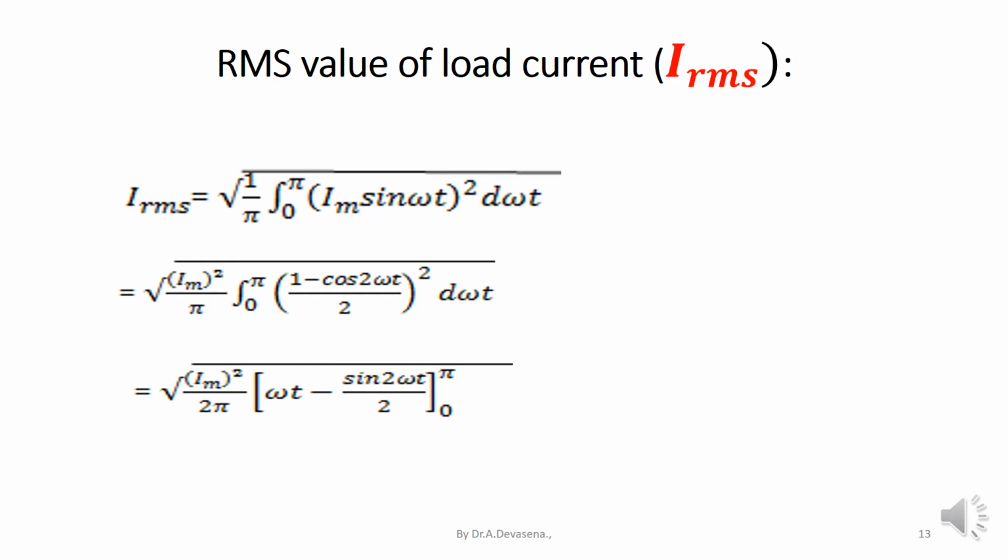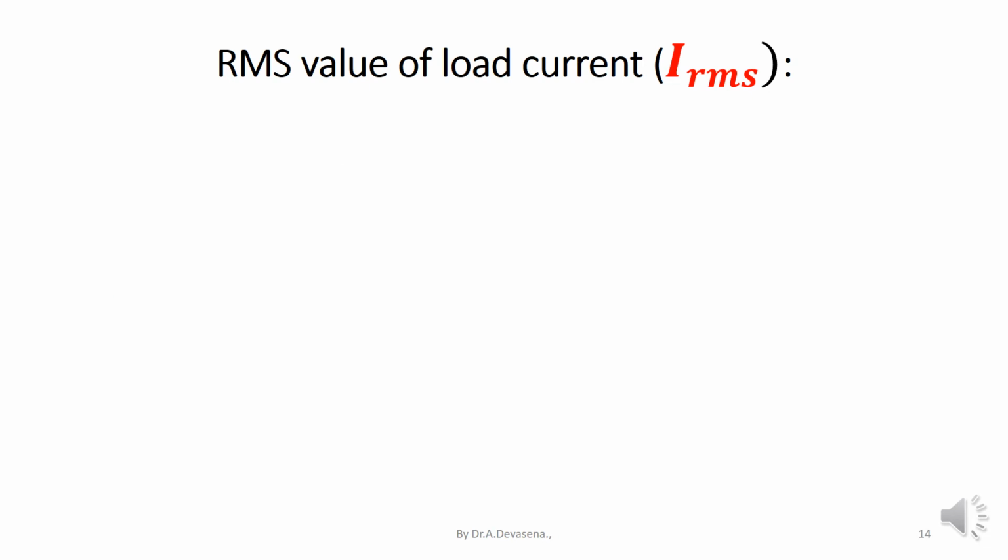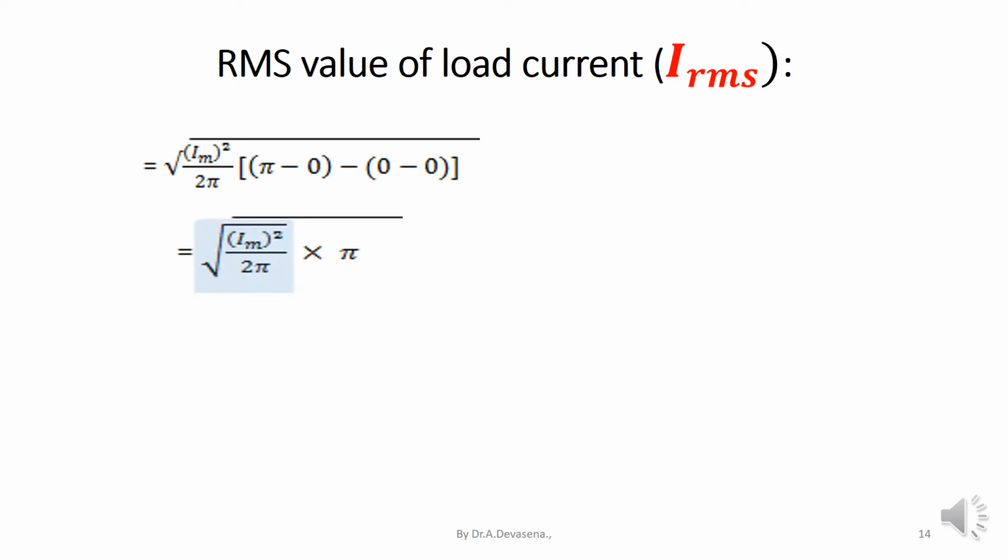The lower limit is 0, upper limit is pi, because the integral of cos 2 omega t is sin 2 omega t. If we further simplify the above equation, we obtain square root of Im square by 2 pi into pi minus 0 minus of 0 minus 0. That is square root of Im square by 2 pi into pi. That is, IRMS value is equal to Im by root 2. Similarly, VRMS is equal to Vm by root 2.